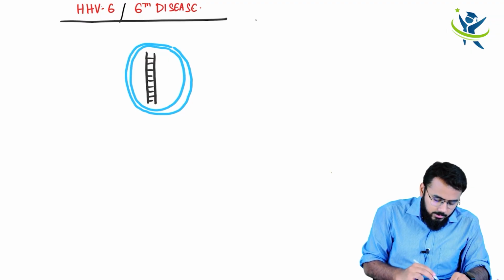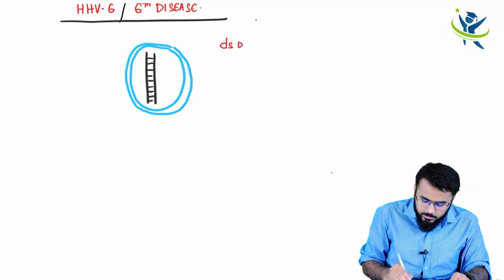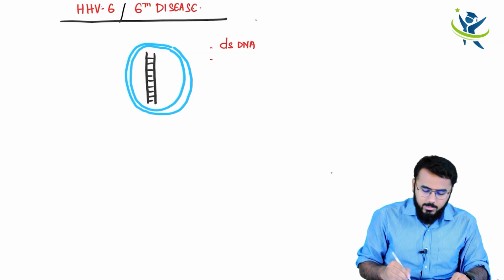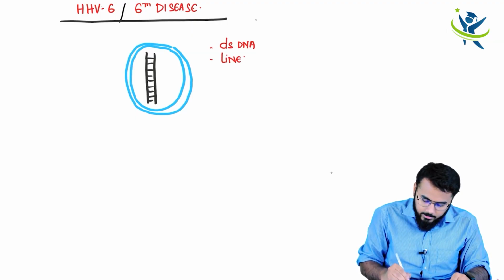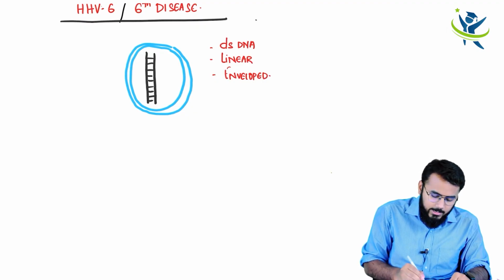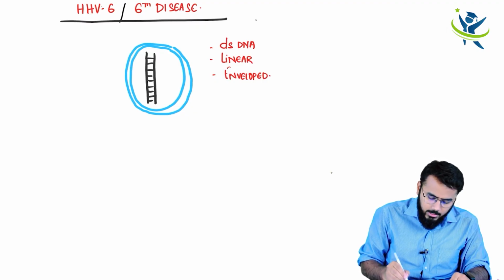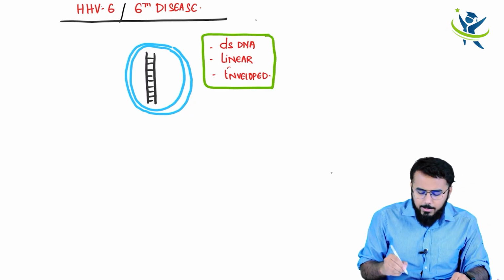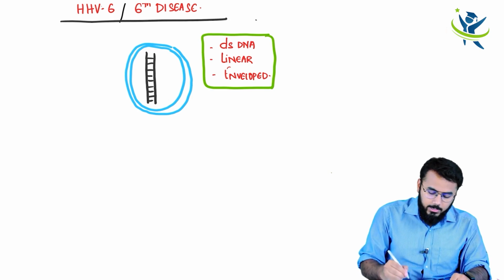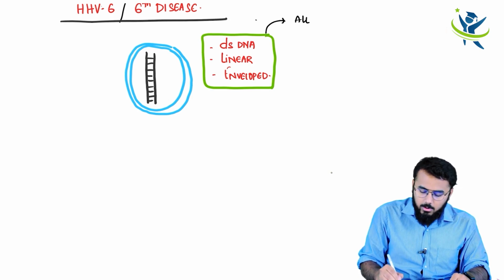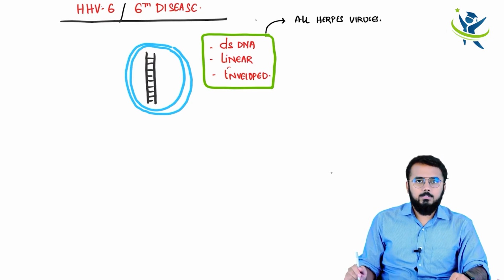So what are the things you need to write here? This is a double stranded DNA, and this DNA is linear and it is enveloped. It is not circular DNA, it is a linear DNA and it is enveloped. So these are the important things which you need to know. First important thing, and this is applicable for all herpes viruses. Let me make a note: applicable for all herpes viruses.